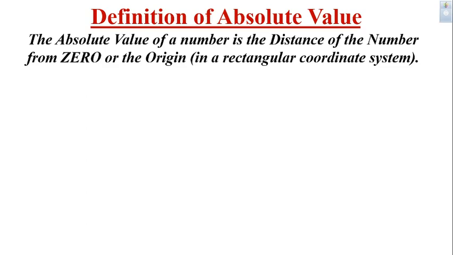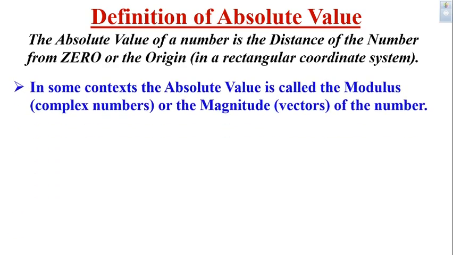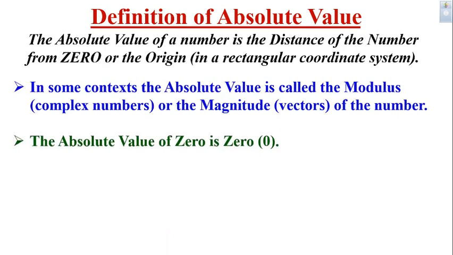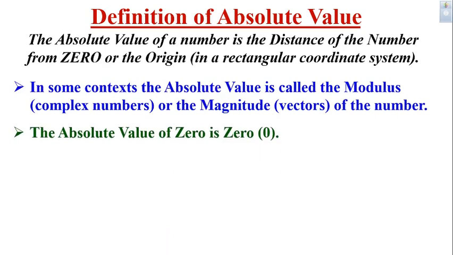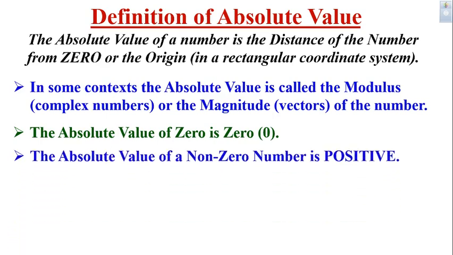Definition of absolute value. The absolute value of a number is the distance of the number from zero if it's on the number line, or from the origin if it's in a rectangular coordinate system. In some contexts, like with complex numbers, the absolute value is called a modulus, or a magnitude of a vector. In those cases, it's basically the distance from the zero complex number or from the zero vector. The absolute value of zero is zero, and the absolute value of a non-zero number is positive.